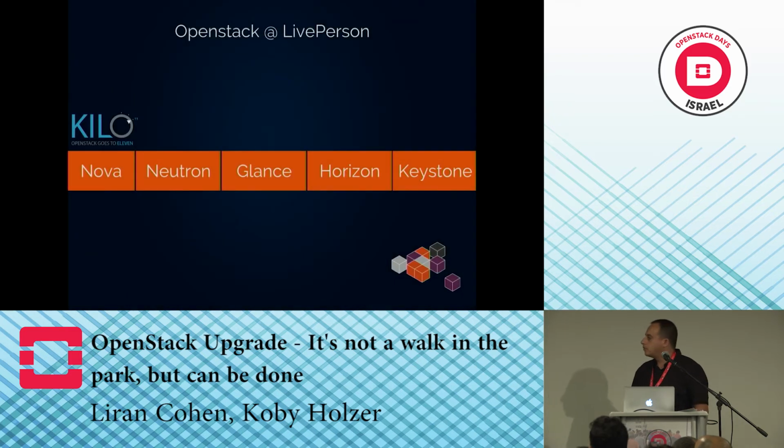The components that we use today are Nova, Neutron, Glance, Horizon, and Keystone. It's very important for us to use the core components, the most stable components, in production, as you can understand, with a very, very big scale.